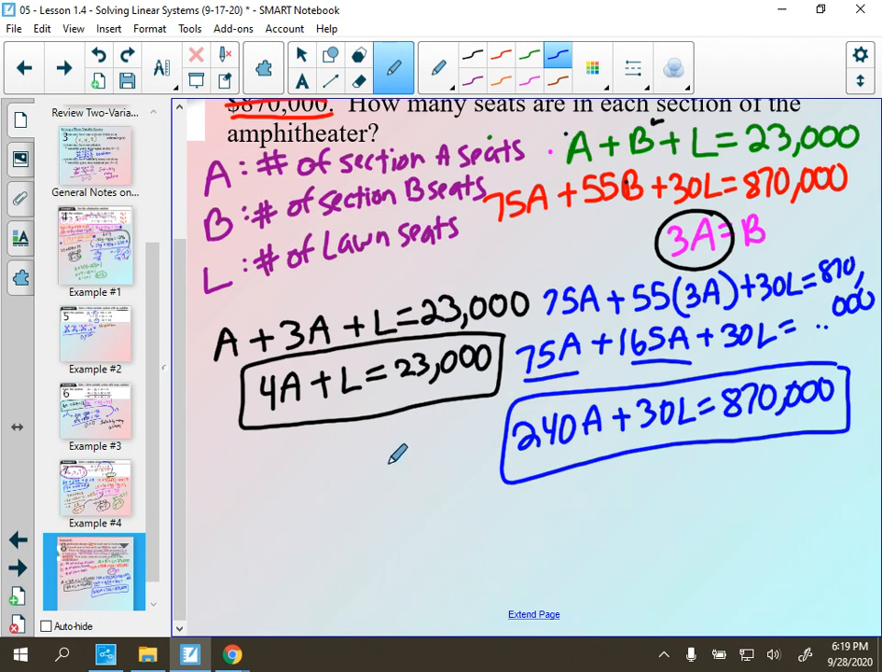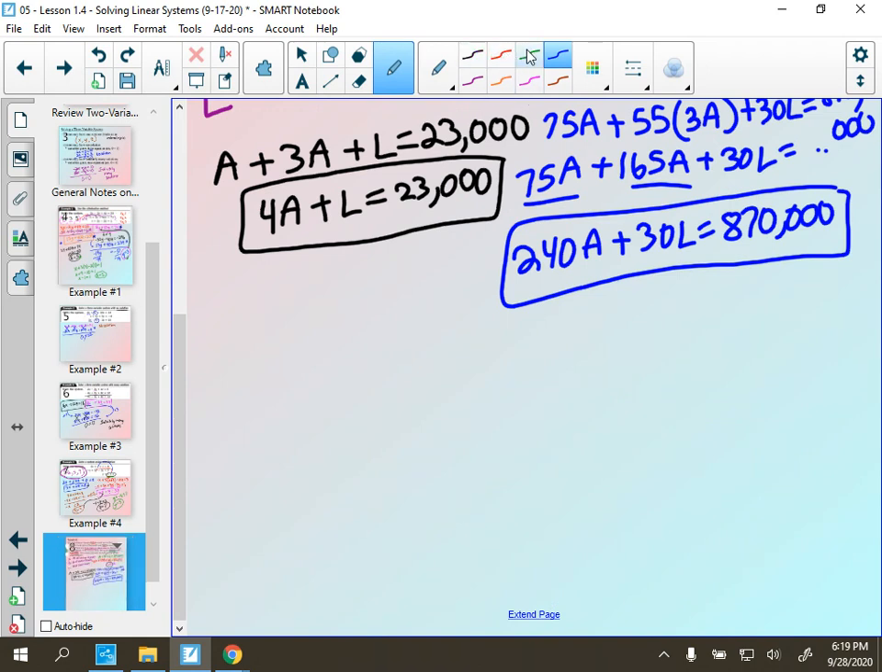Whew. All right, are we done? Not quite, but we're getting there. We're pretty close here. Let's use elimination now, just like we did with that substitution example. I'm going to take this equation and multiply by negative 30 because I know I can get those L's to disappear if I get a negative 30 right here.